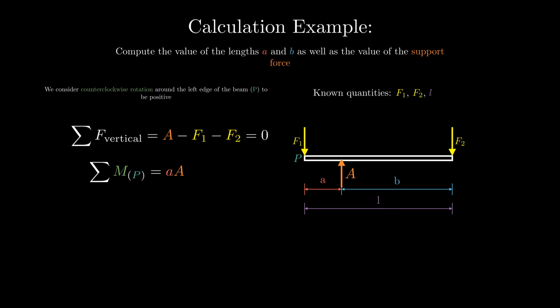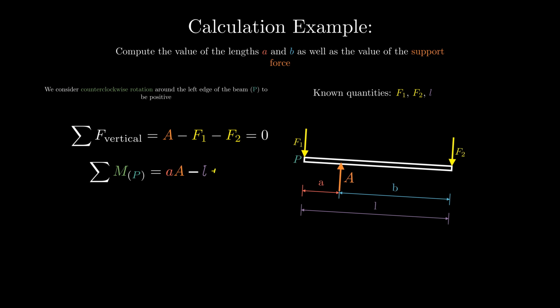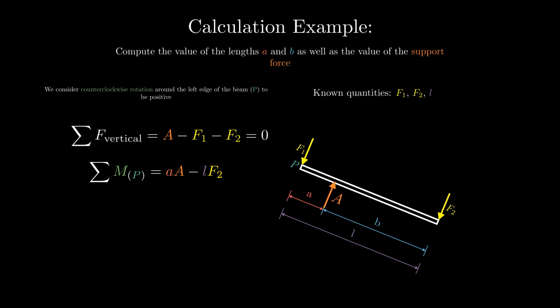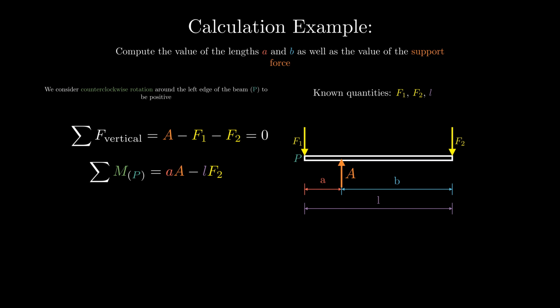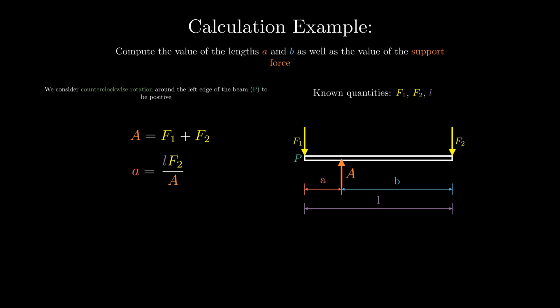Because F2 rotates clockwise, the moment generated by the force at the point P is recorded as negative in our equation. Since this is a static system, the sum of all moments must equal 0. Otherwise, the system would rotate. Let's rewrite the vertical equation to express the support force as a function of our two given forces. We can rearrange the moments equation as well.